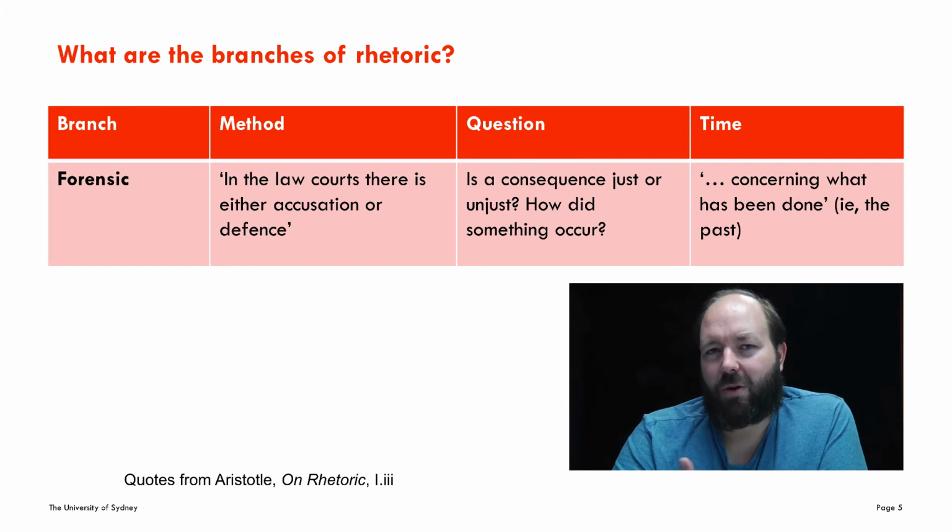Therefore, the main question that arises in forensic rhetoric is how something occurred, what actually occurred, and whether the consequence of someone's actions are just or unjust. So you get a sense from all of this that the main time to which a forensic argument refers is the past, what has been done and what occurred in the past.